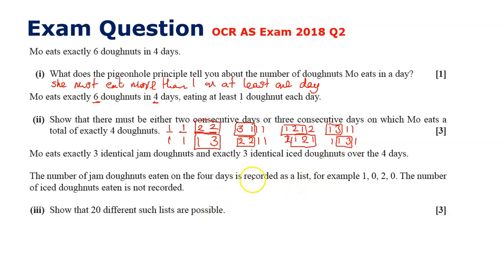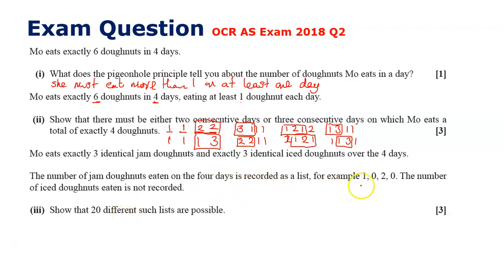Mo eats exactly 3 identical jam donuts and exactly 3 identical iced donuts over the 4 days. The number of jam donuts eaten on the 4 days is recorded as a list. For instance, 1020. The number of iced donuts eaten is not recorded. Show that 20 different such lists are possible. Now, again, you could list them. I suspect there's a better and quicker way of doing it.